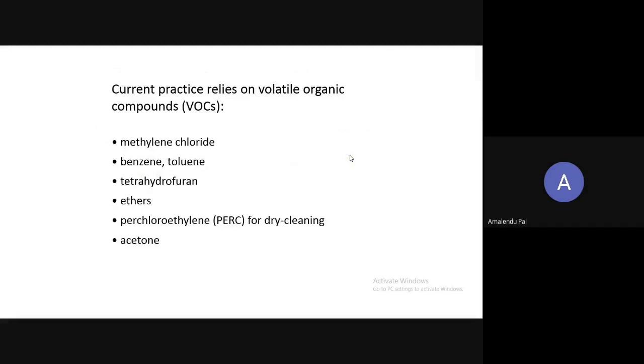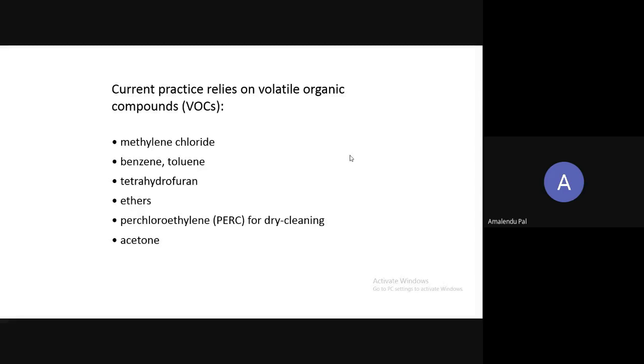Now, in current practice, there are a lot of chemicals in organic chemistry that we are still using in our lab. For example, methylene chloride, benzene, toluene, THF, ether, pet ether, polychloroethylene, dichloromethane, and acetone. We are still using huge amounts in our lab. All these chemicals are volatile, and all these chemicals are hazardous.